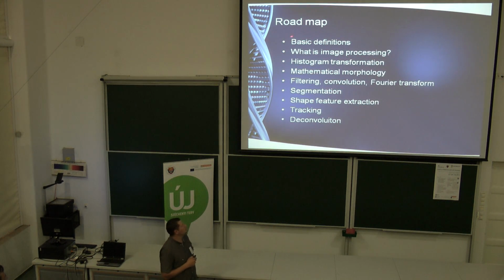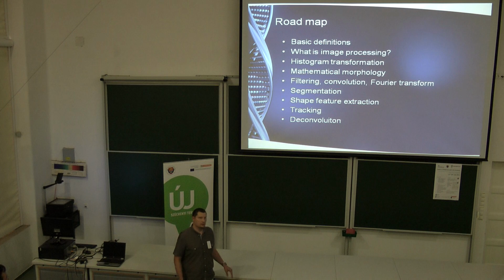So what I'm going to talk about, a few basic definitions: what is image processing, what is histogram transformation, morphology, filtering, segmentation, shape and feature extraction, tracking and convolution. These are standard themes. I'm not going to go much deep into it, just to give you an overview. And what you should see is, if we have a computer and a microscope, we take an image, and we want to quantify it in numbers, then getting from here to there involves all or some of these steps.